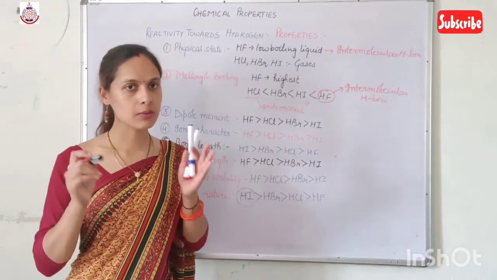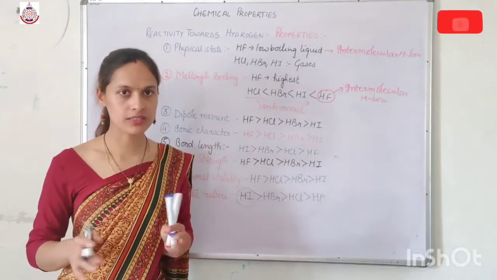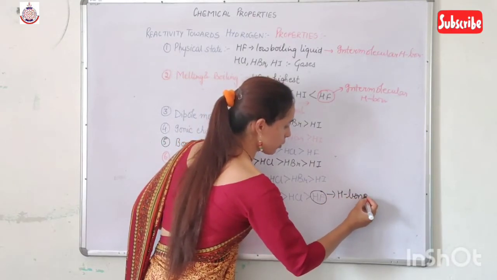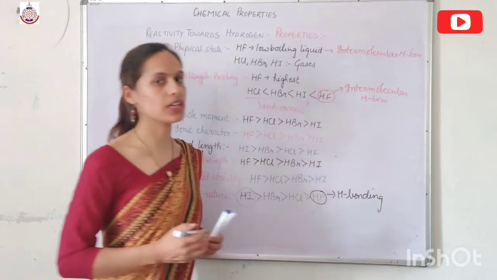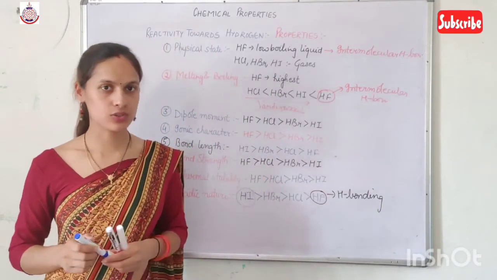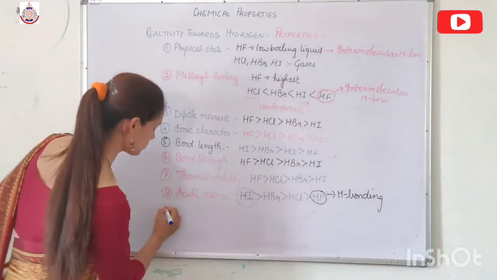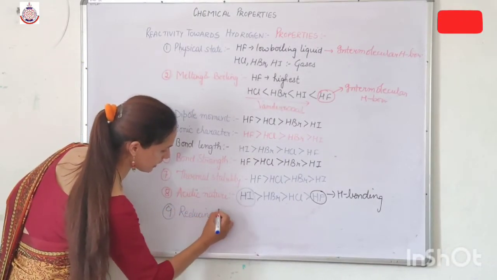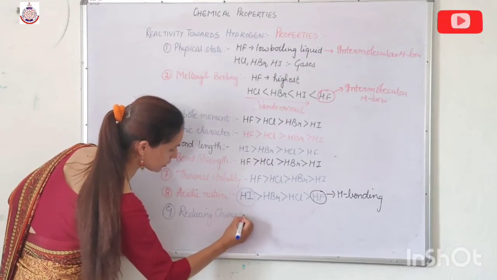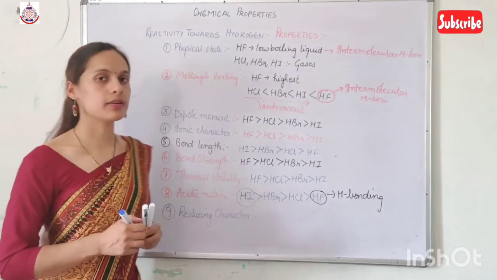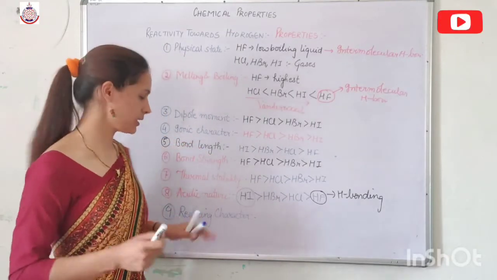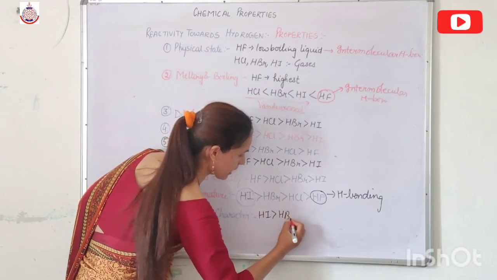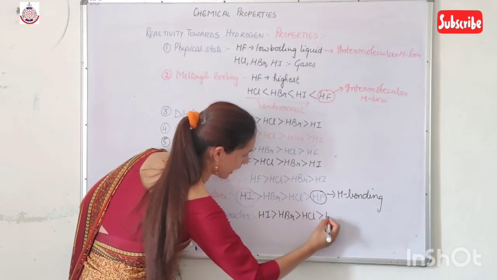The first reason is the bond dissociation enthalpy of the thermal stability, and the second reason is the hydrogen bonding. Due to hydrogen bonding, it becomes difficult for HF to release hydrogen in the form of the hydrogen ions. And the next property is the reducing character. Because they can give hydrogen, they act as reducing agents, and the order of the reducing power is similar to that of the acidic nature. So it is HI, HBr, HCl and HF.